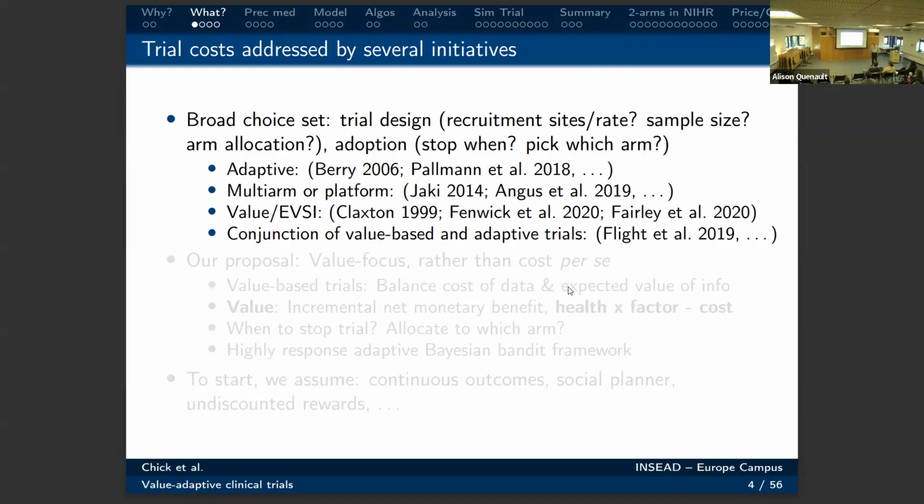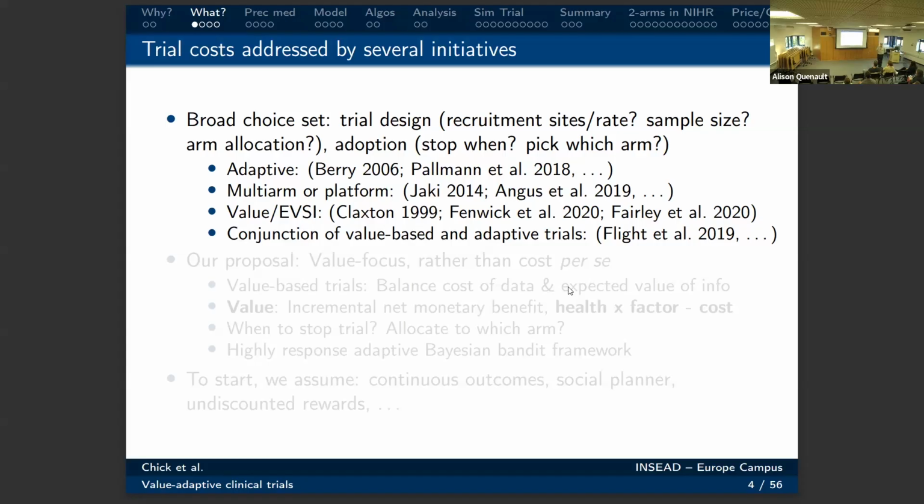Seems to be a reasonable space. Adaptive trials, response adaptive trials, of course, great work being done here. Multi-arm trials, platform trials, a lot of very interesting things to try to reduce the cost of running a trial and getting solutions faster. At the same time, there's been a parallel set of work around expected value of sample information and looking at what's the health economic benefit.